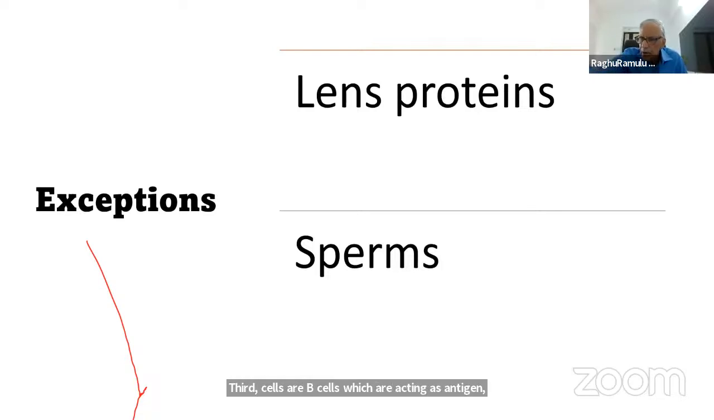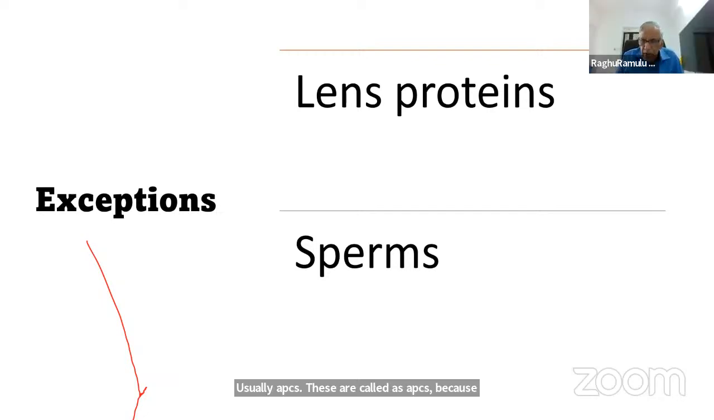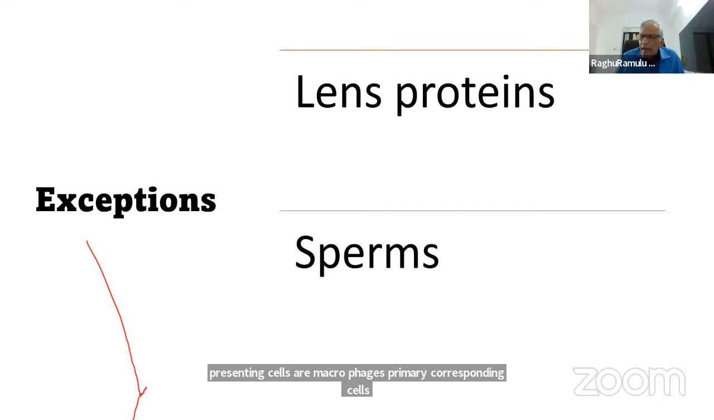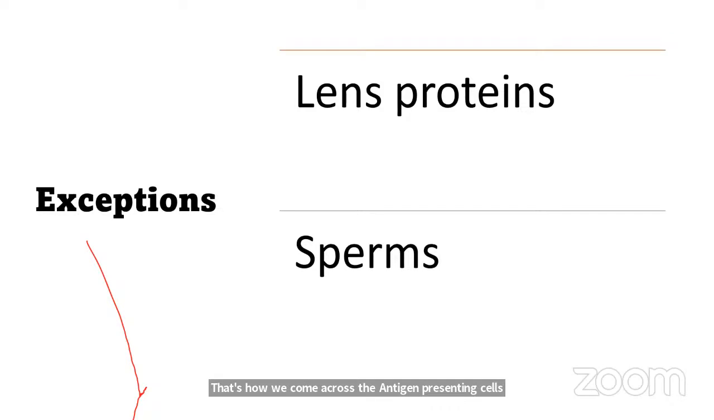These are called APCs, antigen presenting cells: macrophages, which are primary responding cells; dendritic cells on the surface area, also primarily responding cells; then the third category is B cells, which respond in the circulation. That's how the antigen presenting cells have been classified as APCs: macrophages, dendritic cells, and B cells.